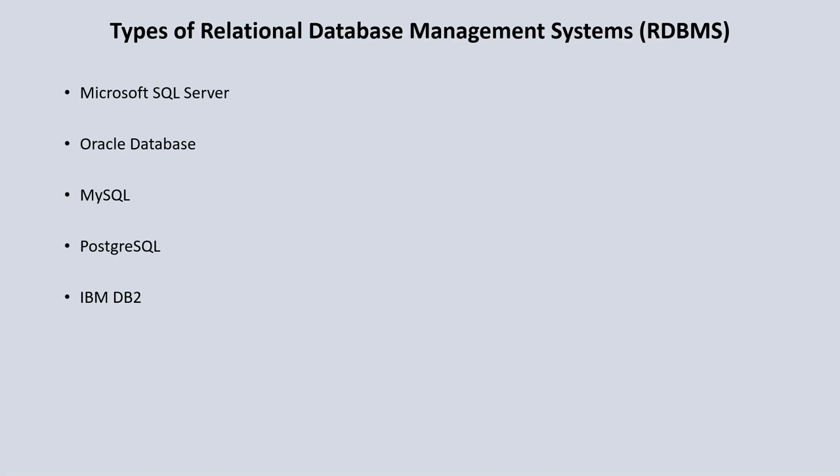There are a few different types of relational database management systems, and these are some of the most common ones. We have Microsoft SQL Server, Oracle Database, MySQL, PostgreSQL, and IBM DB2. Like I said, there are more than the ones listed here, but these are also some of the most common ones that you will come across.